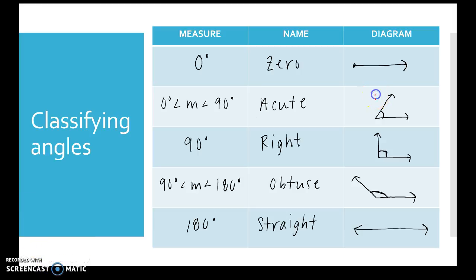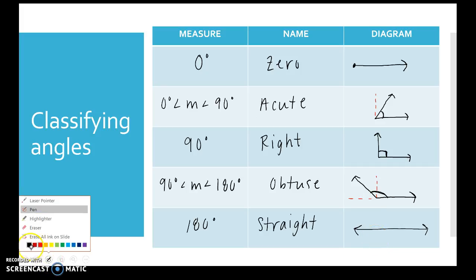So again, if I were to sketch in my right angle, an acute angle is smaller than 90 degrees, but an obtuse angle is bigger than 90, but not a straight angle, which is a measure of 180 degrees. So make sure you have the chart filled out completely.